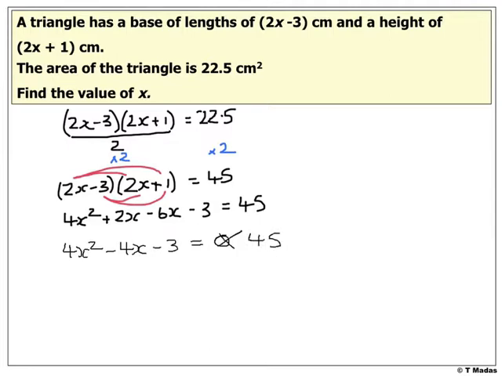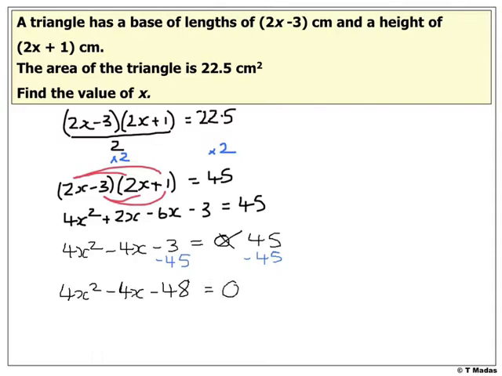So we're going to put it equal to 0 now. And to do that, I need to get rid of that 45. So off goes the 45 by taking it away. I've got to take it away here as well. So in the next line, I'm going to get 4x squared minus 4x and then I've got minus 3 take away 45, which is minus 48, and that all equals 0.